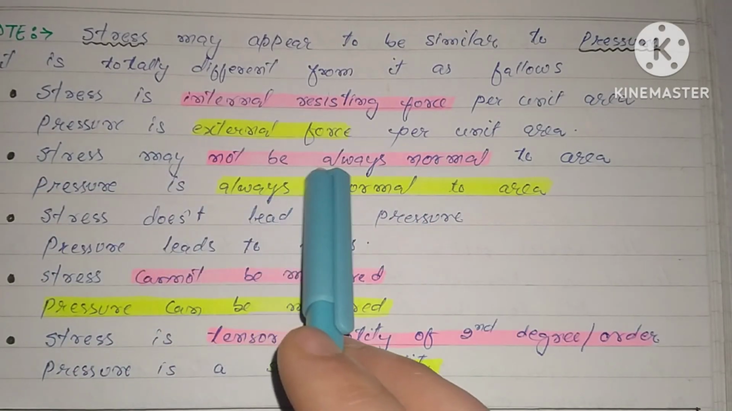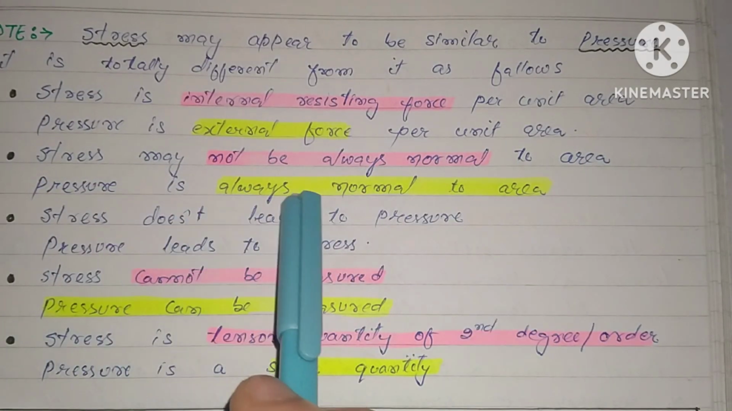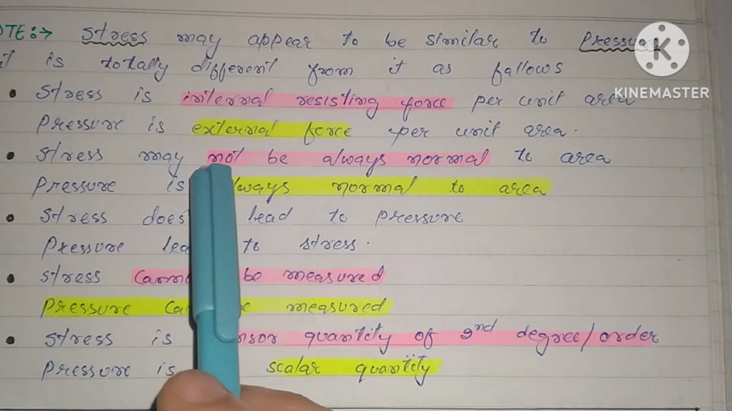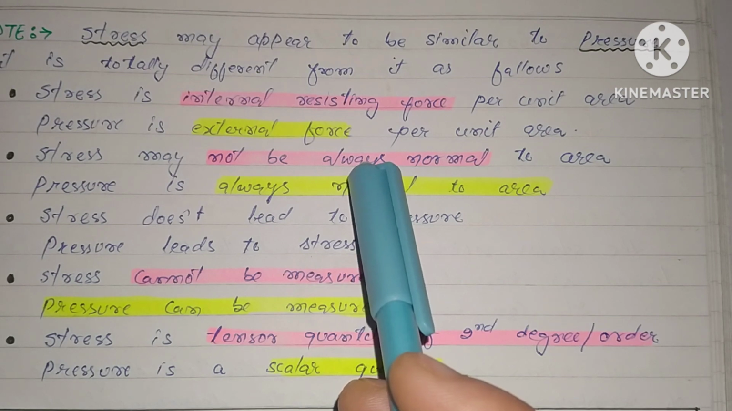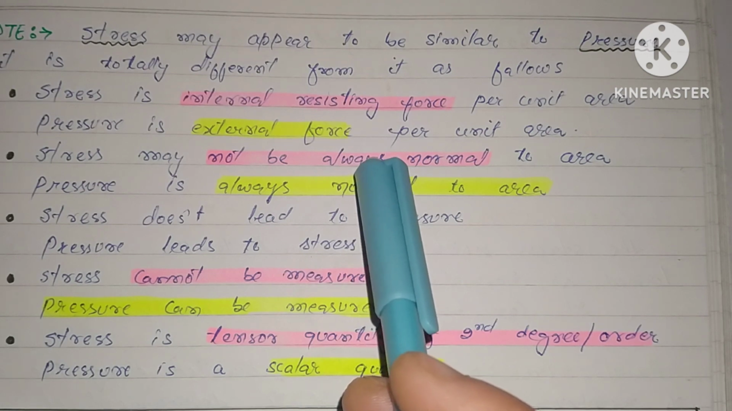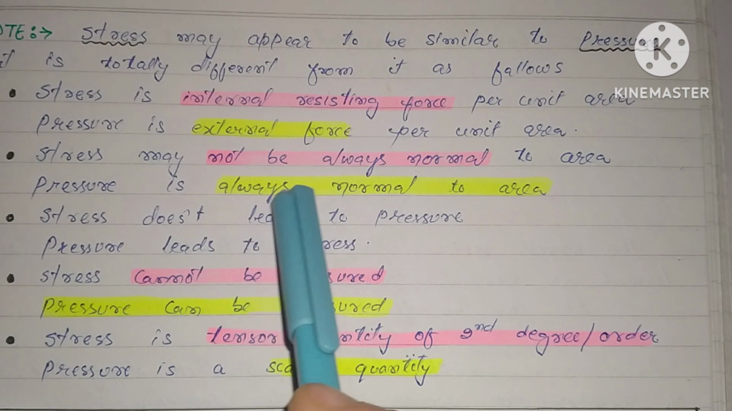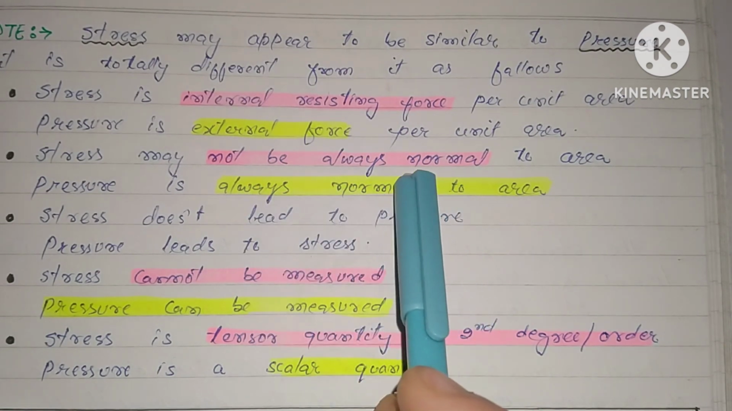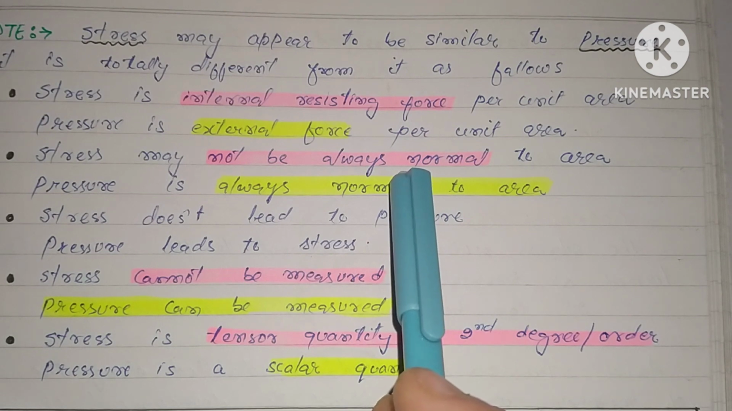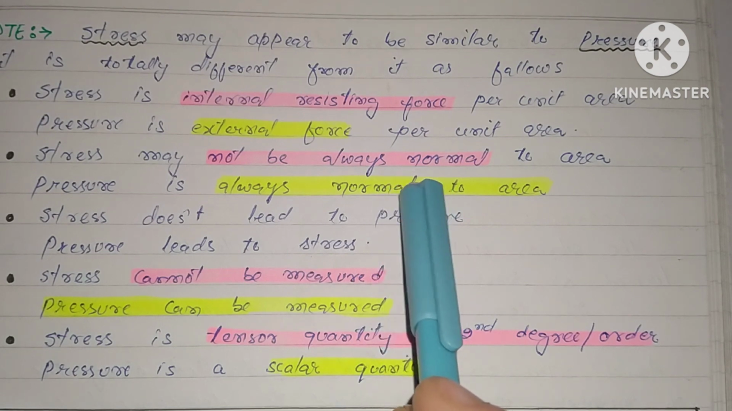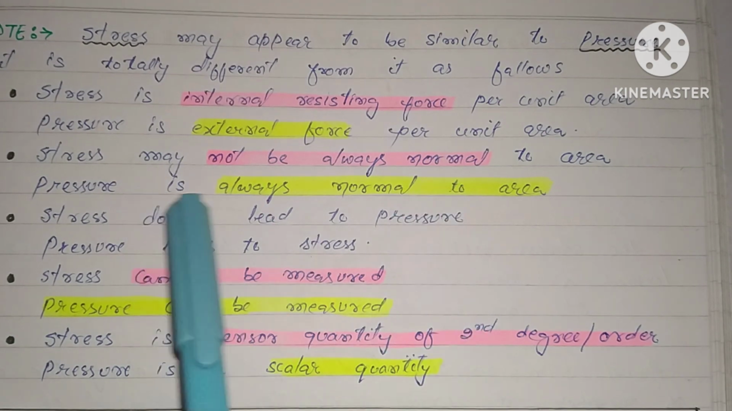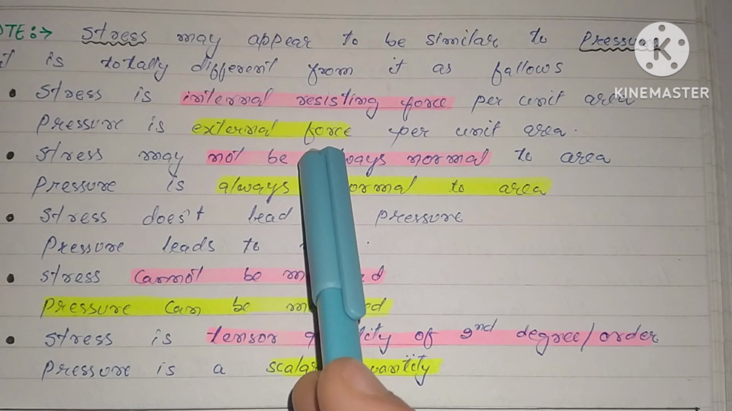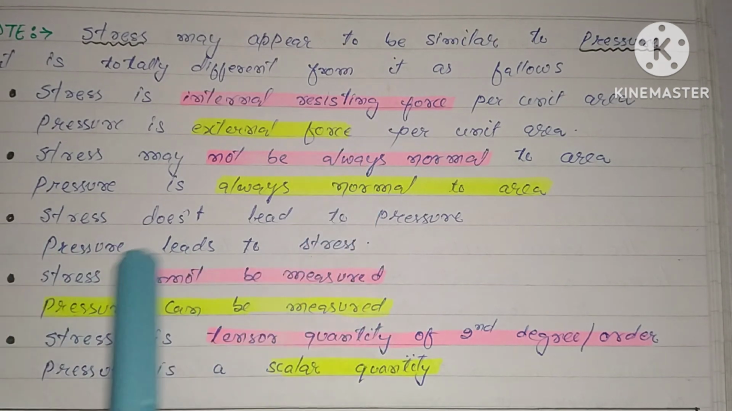Stress may not always be normal to the area, but pressure is always normal to the area. We have learned that the stress is not always normal to the area, because the shear stress is parallel to the area, and the pressure is always normal to the area. It is the basic definition of pressure. Pressure is the component of the force perpendicular to the area divided by the magnitude of area. So the pressure is always normal to the area, and stress is normal as well as parallel to the area.